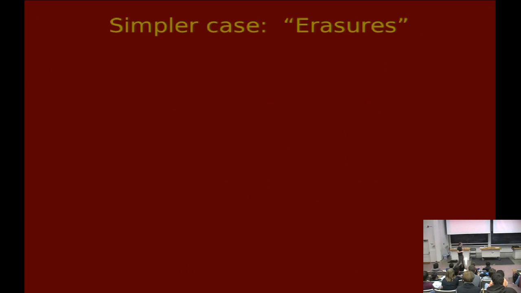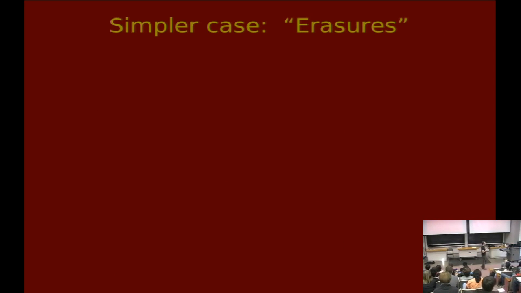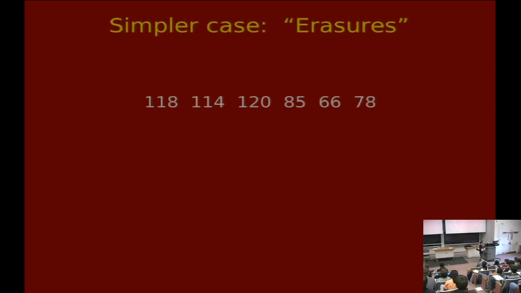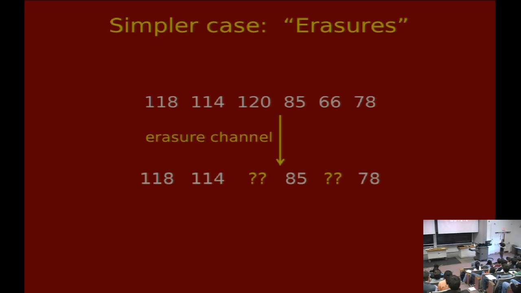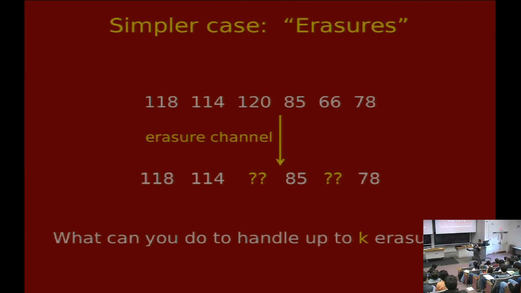Let's start with an easier case where Bob doesn't have to worry about figuring out where the errors are. He just has to figure out recovering from the errors. This is called erasures. Alice sends this string, and then the channel drops some symbols, like a dropped packet, and Bob knows the packet is dropped. So Bob sees question marks in some of the symbols. It's like the bonus problem on the probability homework. So what can you do to handle up to k erasures?